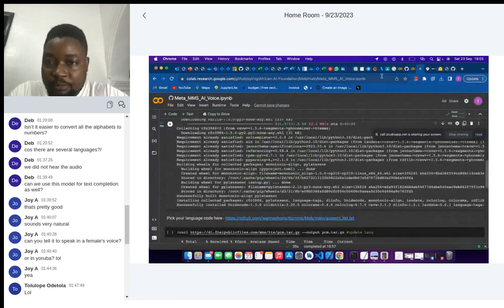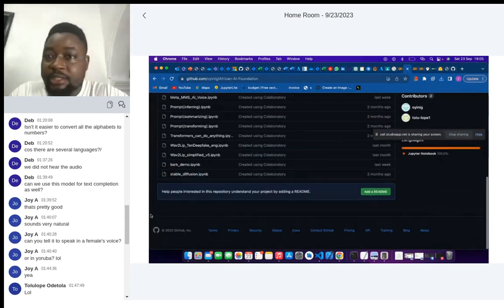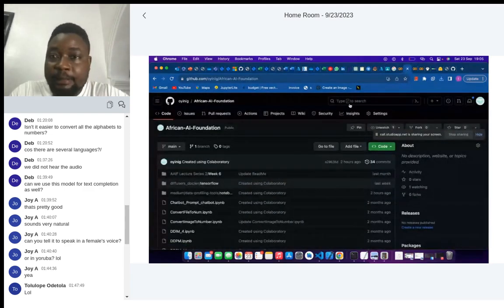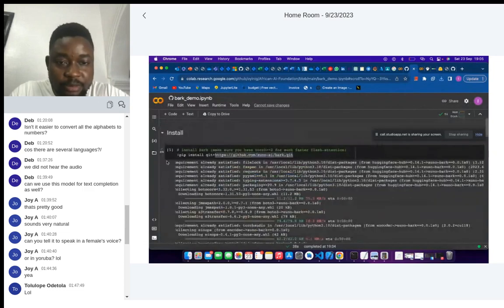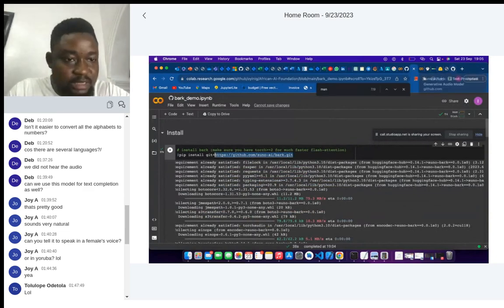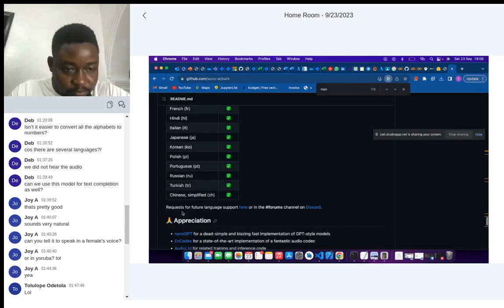The reason why we can't do this for Yoruba is obvious. We can't use this model for Yoruba because it wasn't trained on any Yoruba audio. It was trained on all these languages instead: English, German, Spanish, French, and all these languages, right?